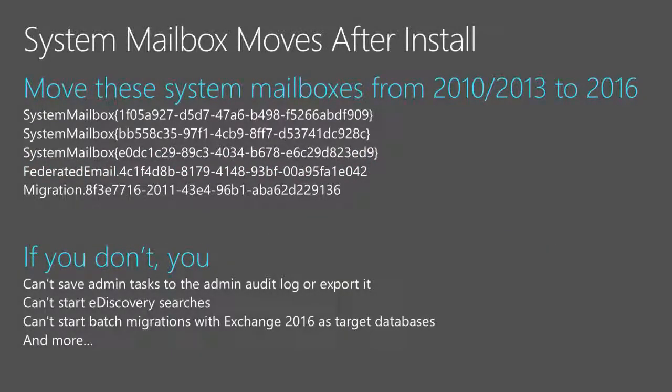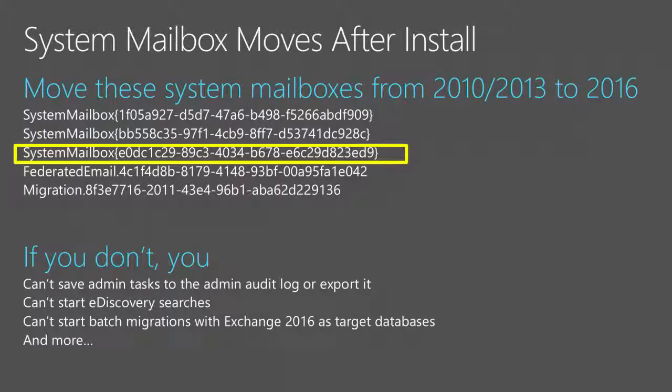Also, there's some system mailboxes. Now, this may or may not get you because typically this is only affecting the TAP customers who've deployed in production now. This may not be an issue once we RTM, but if you are deploying the preview bits in a lab, then you will run into this. It's basically you have to take the system mailboxes from 2013 and move them to an Exchange 2016 mailbox server, or functionality will break.